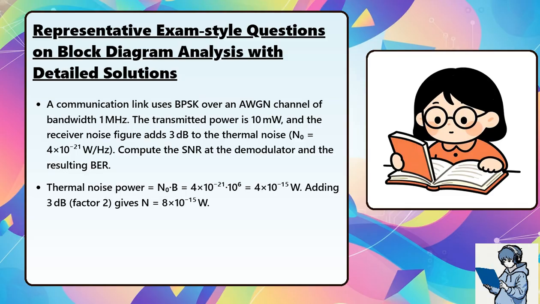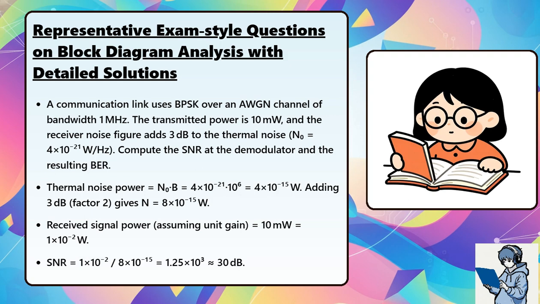Thermal noise power equals N0 times bandwidth, which is 4 times 10 to the minus 21 times 10 to the 6, giving 4 times 10 to the minus 15 watts. Adding 3 decibels, which is a factor of 2, gives noise power equal to 8 times 10 to the minus 15 watts. Received signal power, assuming unit gain, equals 10 milliwatts, which is 1 times 10 to the minus 2 watts. Signal-to-noise ratio equals 1 times 10 to the minus 2 divided by 8 times 10 to the minus 15, which equals 1.25 times 10 to the 3, approximately 30 decibels.